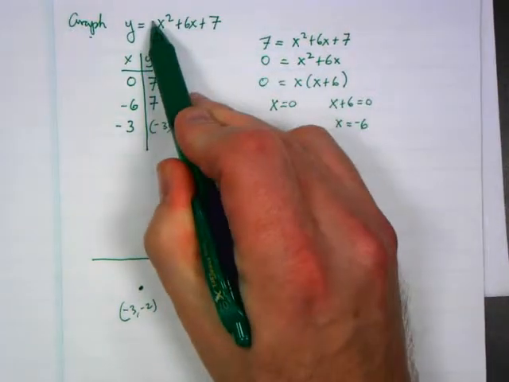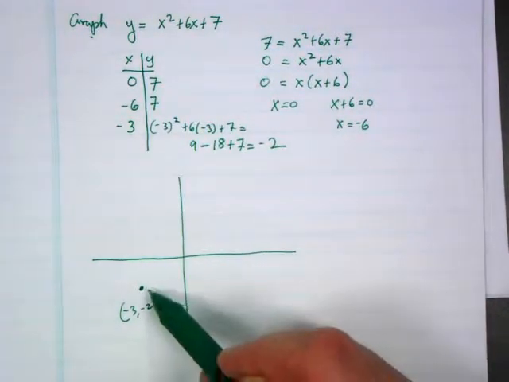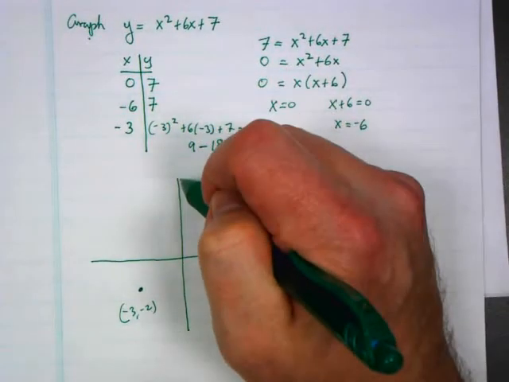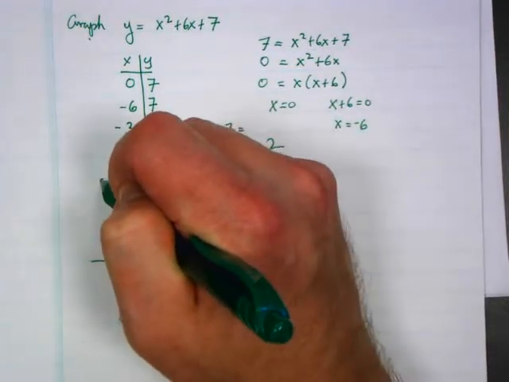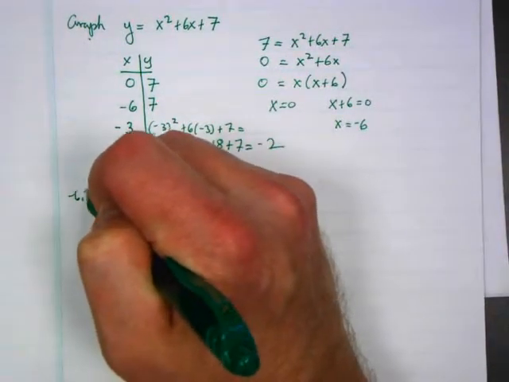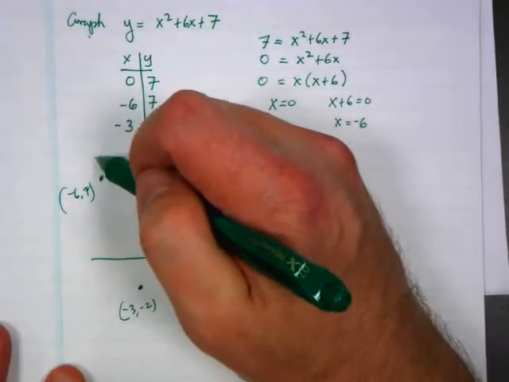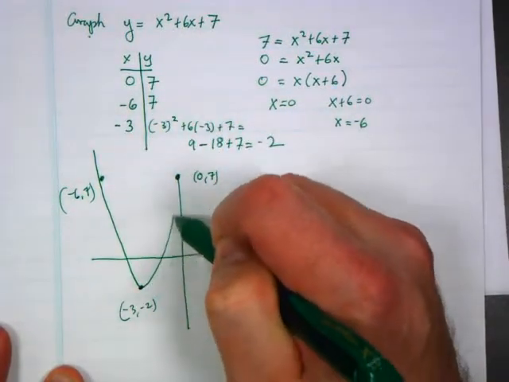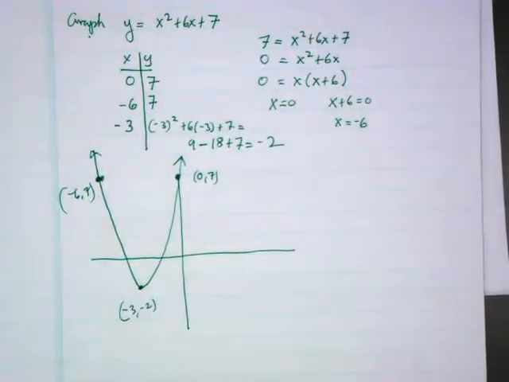If this first number were a negative, then the parabola would have to go that way, and the vertex would be the high point. Or, of course, the other answer is we know we have to have 0, 7, and we know we have to have negative 6, 7. So clearly that vertex is a low point. We draw a nice smooth curve to our points. And there's our picture.